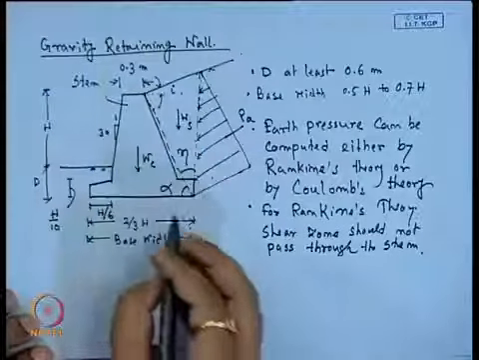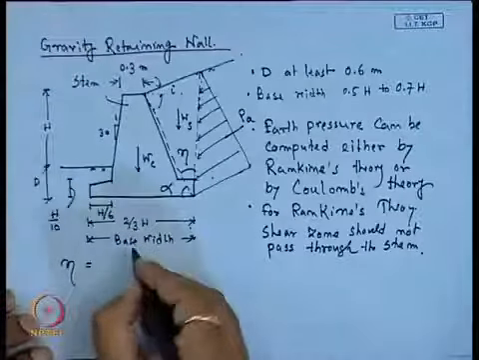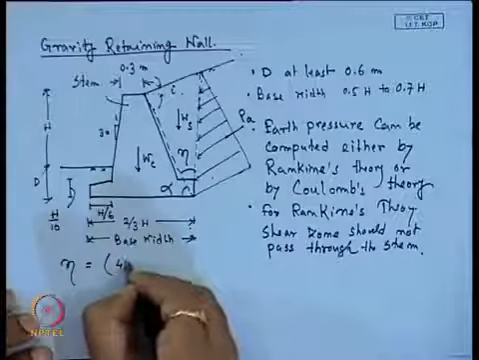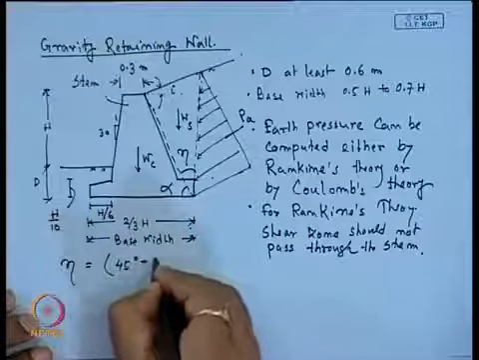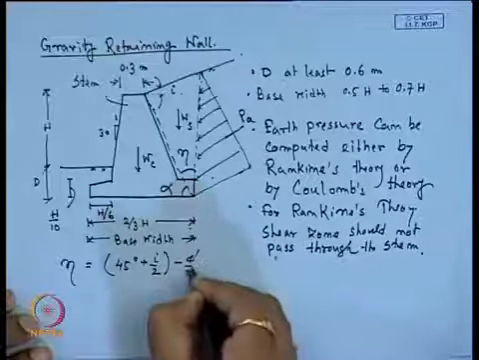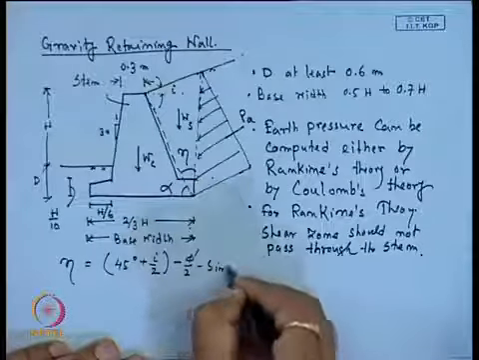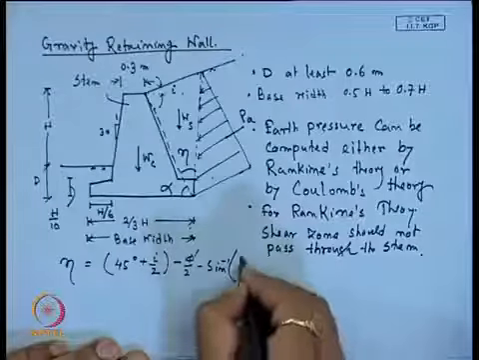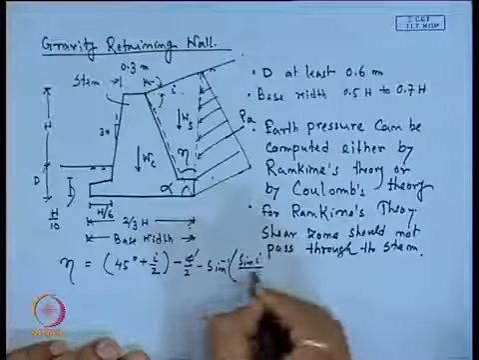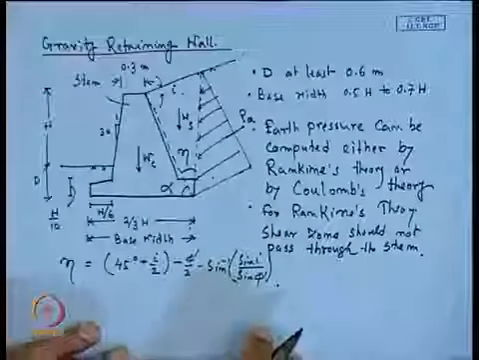So, to satisfy that condition, and this angle we can calculate, this is 45 degree plus i by 2 minus phi dash by 2, phi is the friction angle, minus sin inverse sin i divided by sin phi dash.